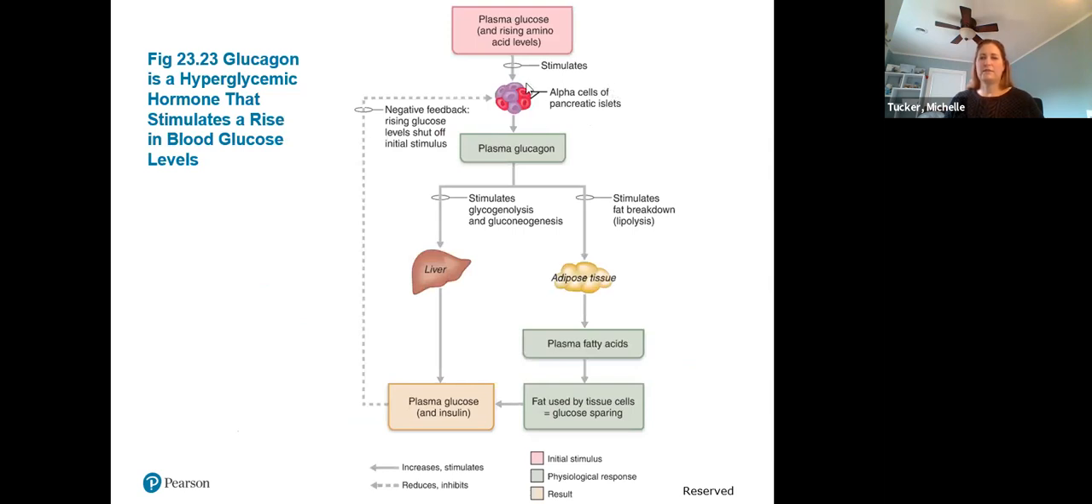So this is glucagon: blood glucose falls. That's the stimulus. And then alpha cells are going to secrete glucagon. Glucagon stimulates the breakdown of glycogen and the formation of new glucose, mainly from amino acid intermediates. It will also stimulate lipolysis of adipose tissue to promote fatty acid oxidation. And then you can also use the glycerol to form new glucose.